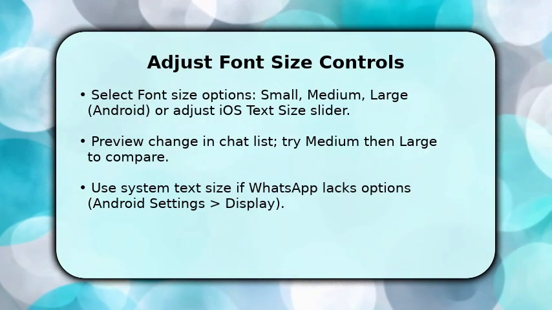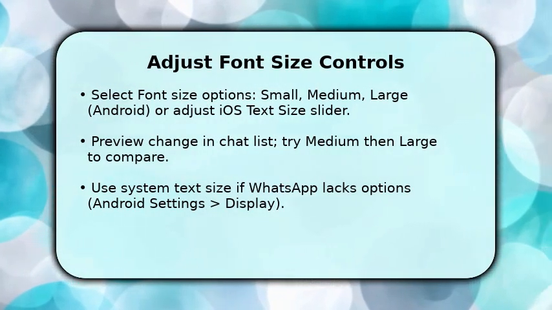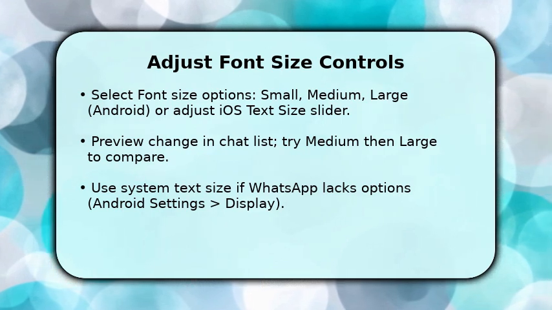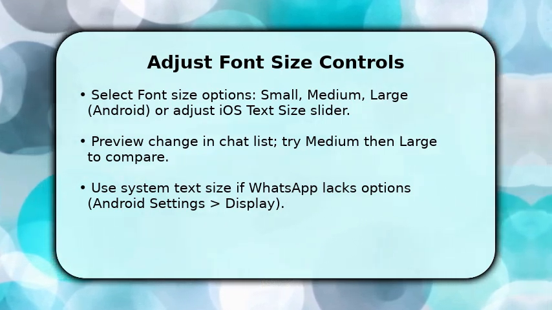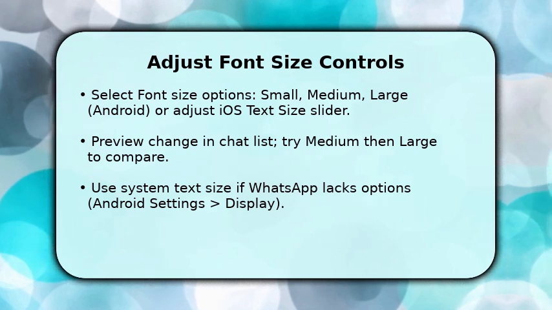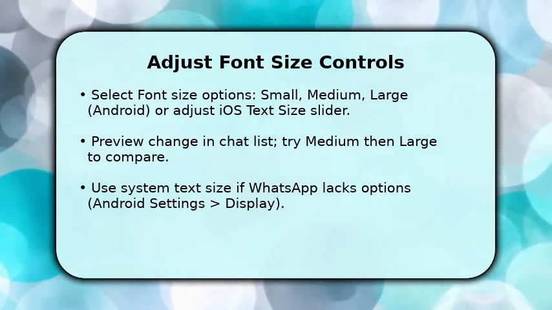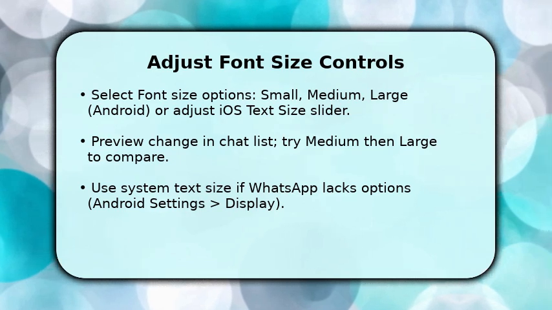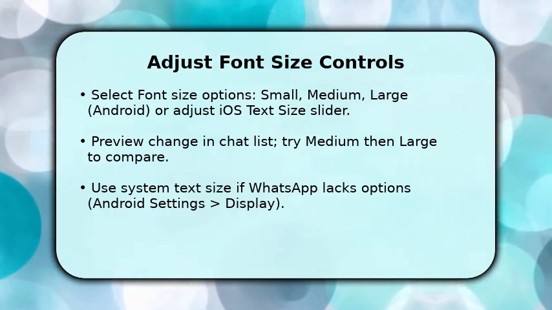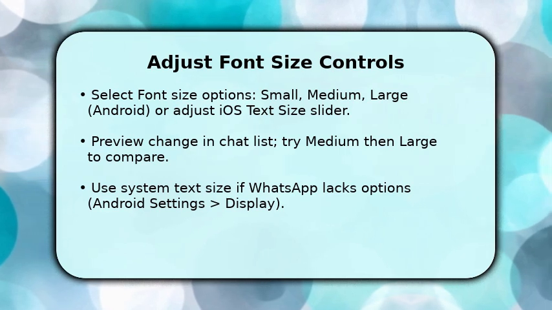Next, you change the actual value. On Android, choose Small, Medium, or Large and watch the preview. On iPhone, use the text size slider in Accessibility or Display Settings. Once you adjust, go back to a chat and verify readability. Make sure message bubbles and timestamps still fit.